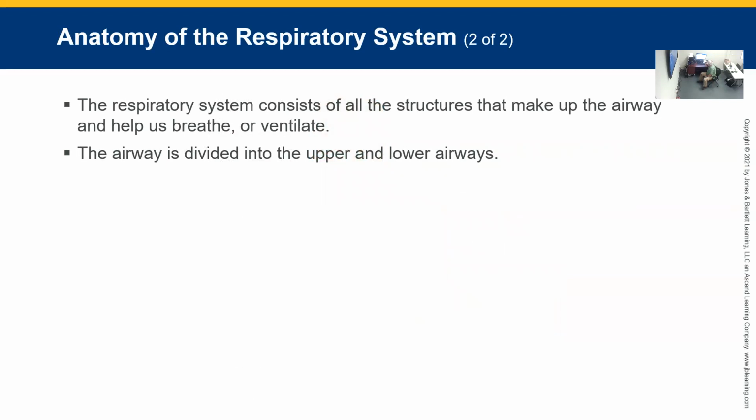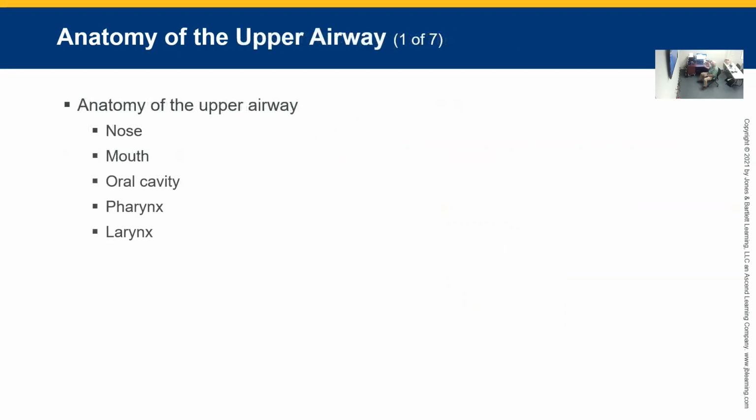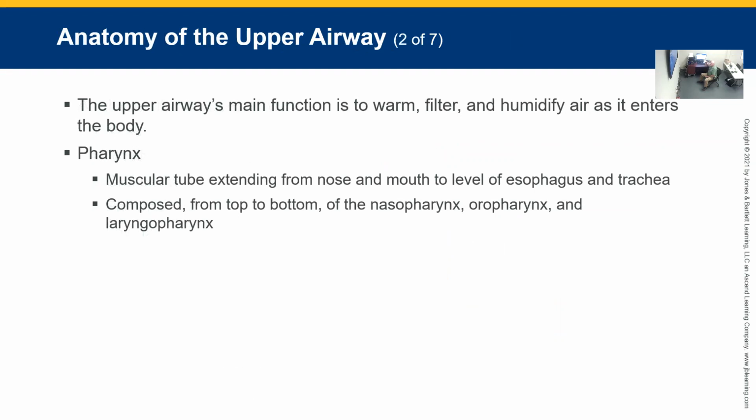All right, so again, it helps us breathe and ventilate. You have the upper and lower airway. The upper airway starts with the nose, the mouth, the oral cavity, the pharynx, and the larynx, as it says here. I'll show you these, and we'll talk about each one of them and what they do.